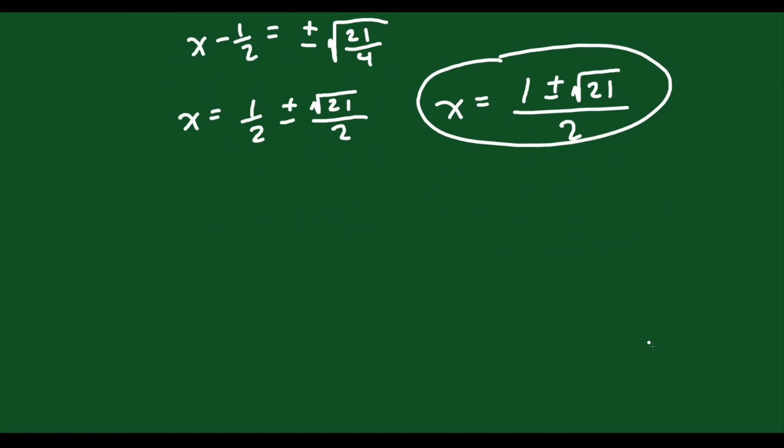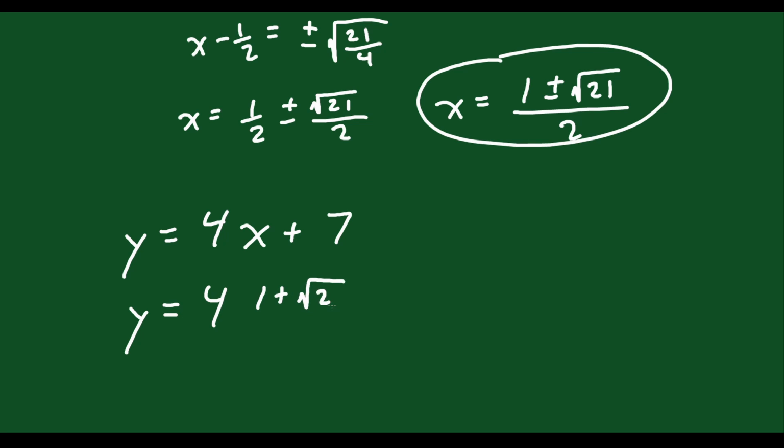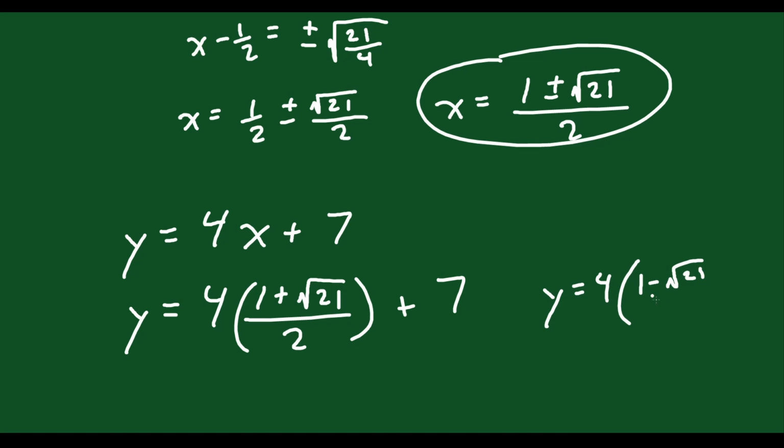Now that's the x value, and when you solve a system, you also want to give the y value. So to find the y value, we want to substitute this solution into one of our original equations. I'll use the linear equation because it's a lot more simple to work with, right? y equals 4x plus 7. So y equals 4 times this definition for x. I'll start with the plus, right? We have to do both. So 4 times this plus 7. And I'm also going to do y equals 4 times 1 minus root 21 over 2 plus 7. So we do the plus and we do the minus. So we're going to get two answers.